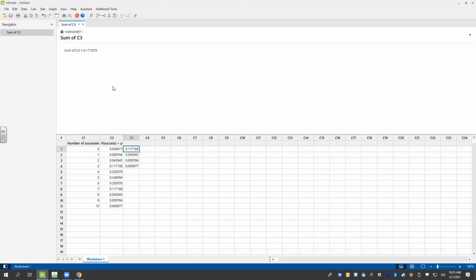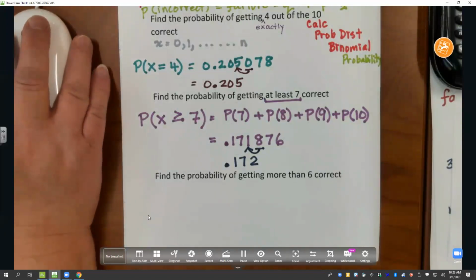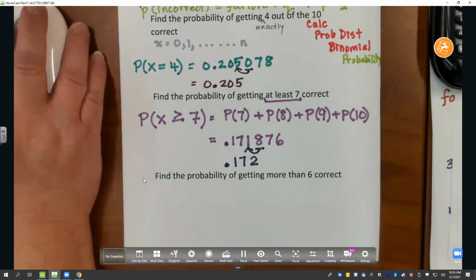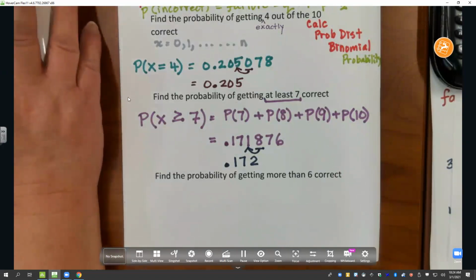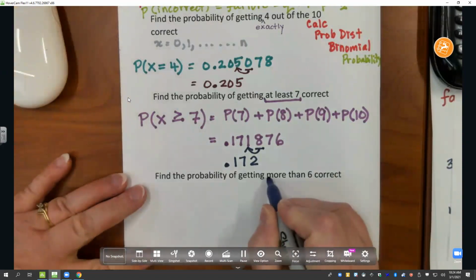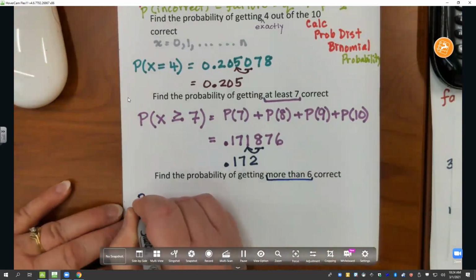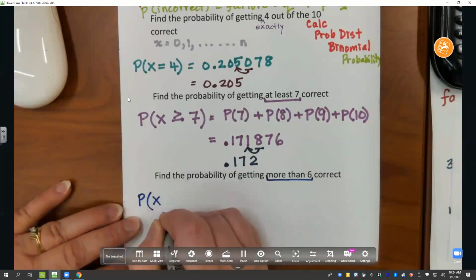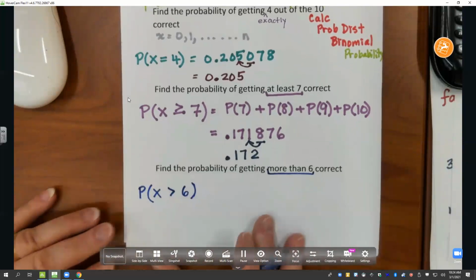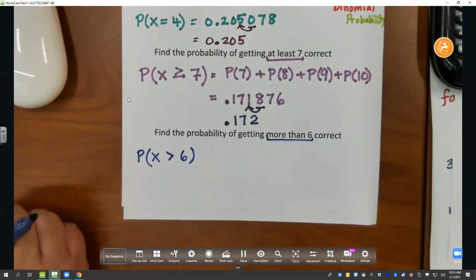All right, so then let's go back and look at the third one here. It says find the probability of getting more than 6. Okay, so our key phrase in this particular problem is more than 6. So in symbols, when we say more than, that doesn't mean it could equal that number. So it's just the probability that X is greater than 6.